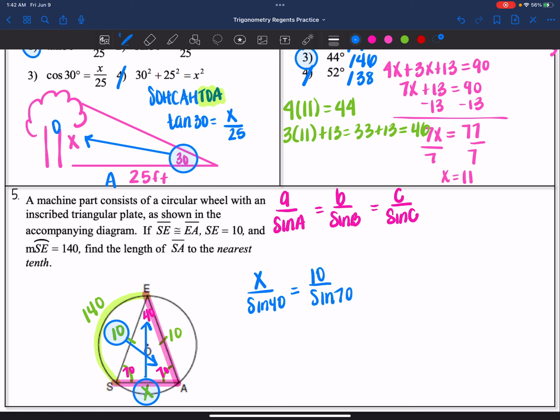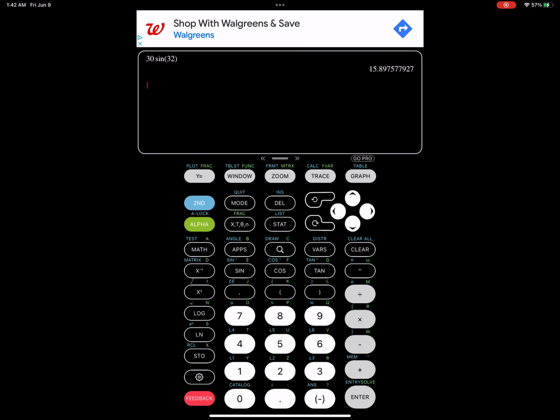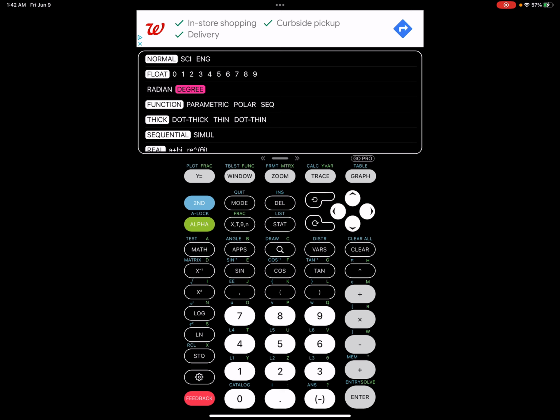Well, this is basic math. I can just go ahead and cross multiply. So X sine of 70 is equal to 10 sine of 40. When I divide by sine of 70 on both sides, I get that X is equal to, I don't know, I'm just going to use my calculator. And I don't know if I mentioned before, you make sure that your mode is in degree mode.